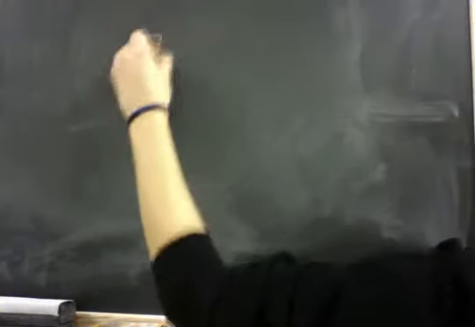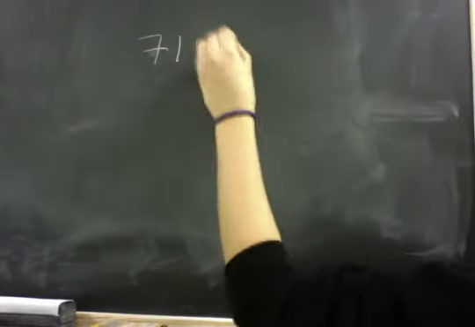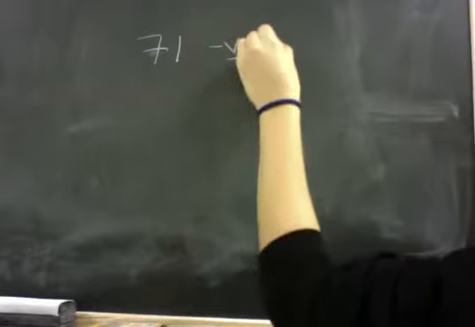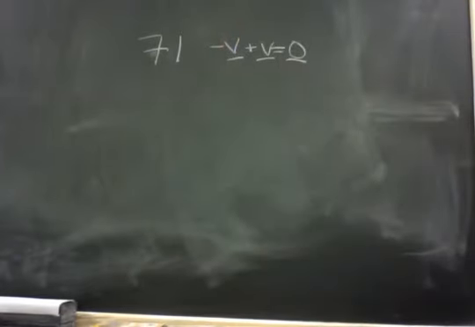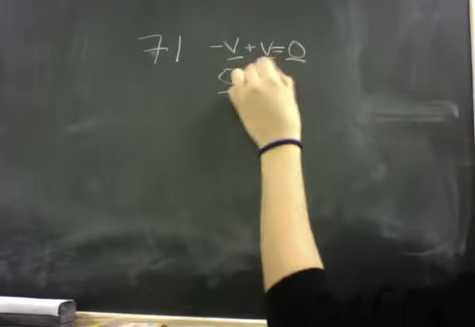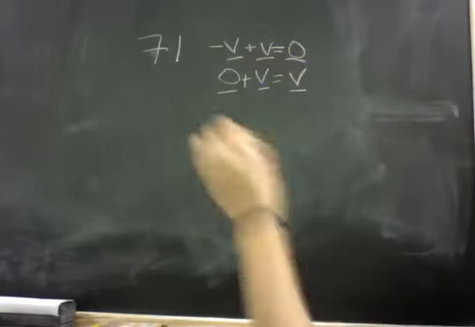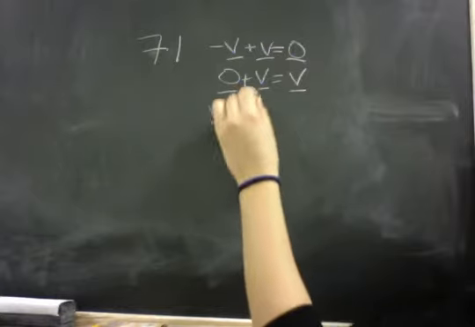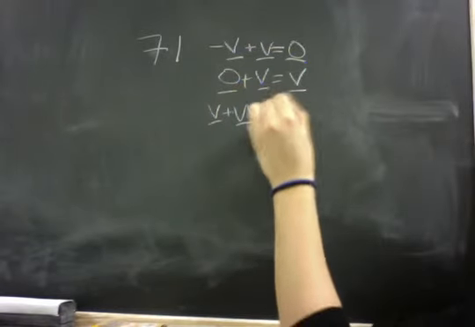So for proof 7.1, we want to prove that the following three things are true in vector fields. That negative v plus v equals 0, i.e. that there's a left additive inverse. We want to prove that there's a left additive identity. And we also want to prove that addition commutes, i.e. that v plus w equals w plus v.